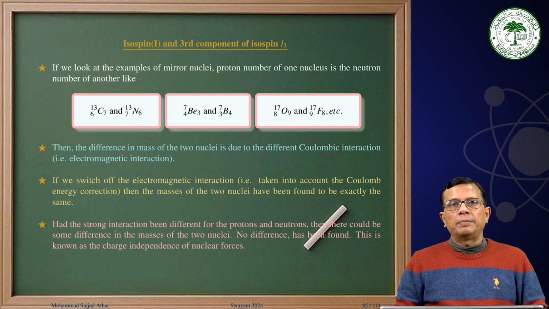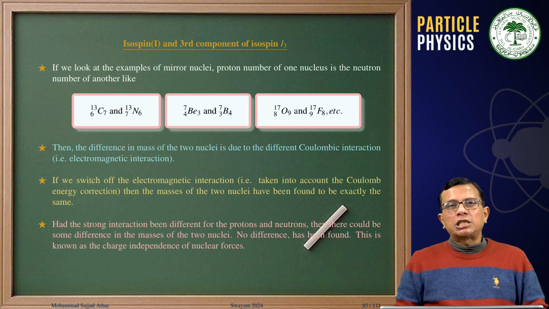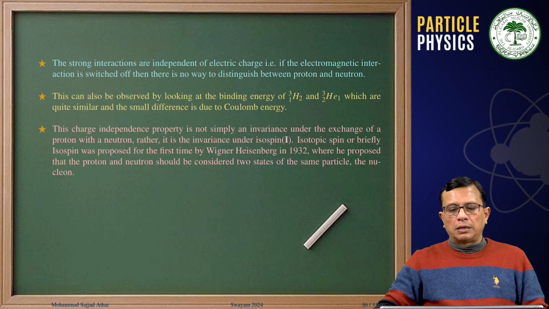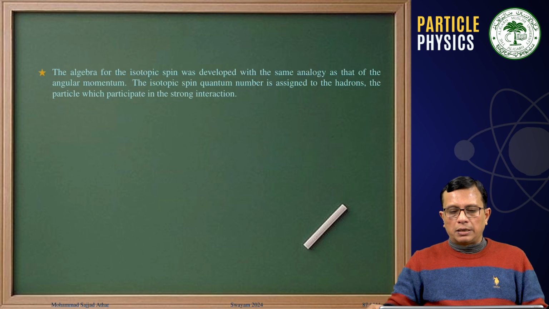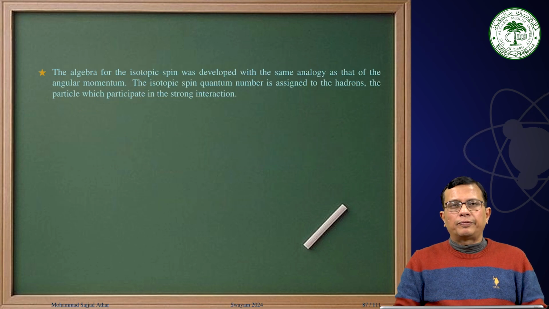Because for the first time, it was found that if we switch off electromagnetic interaction, then there is no way to distinguish between a proton and a neutron. Similarly, there is no way to distinguish among pi plus, pi zero, and pi minus. And the algebra for the isotopic spin was developed with the same analogy as that of the angular momentum.